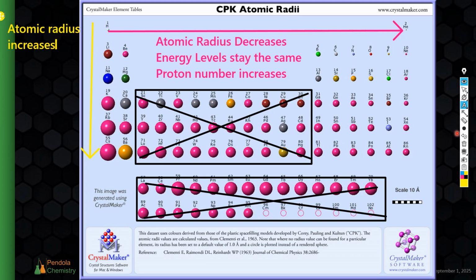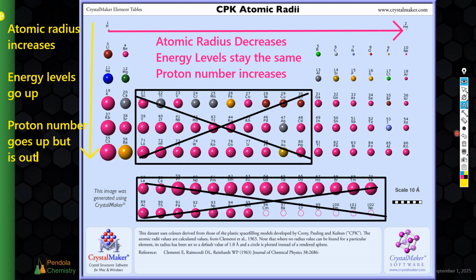Atomic radius increases because energy levels go up. So we have more energy levels. Proton number goes up, but is outweighed by the energy levels. So you need to make sure you hit every point there.